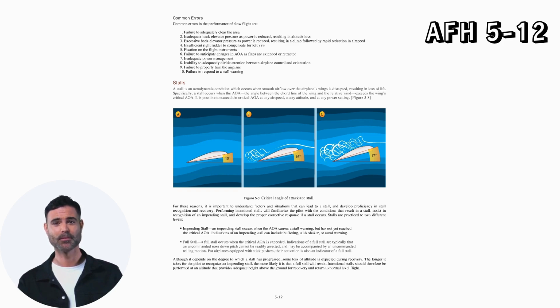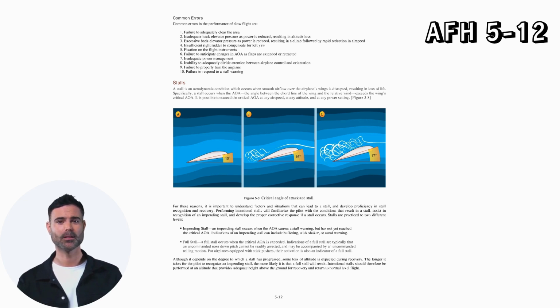Full stall. A full stall occurs when the critical AOA is exceeded. Indications of a full stall are typically that an uncommanded nose-down pitch cannot be readily arrested and may be accompanied by an uncommanded rolling motion. For airplanes equipped with stick pushers, their activation is also an indicator of a full stall. Although it depends on the degree to which a stall has progressed, some loss of altitude is expected during recovery.